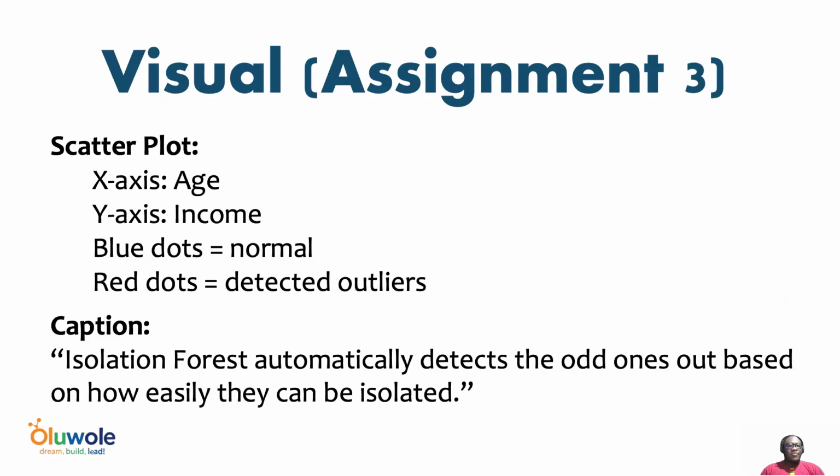All right, for your visual and multivariate work, I made it an assignment also. I want you to do a scatter plot, or you use an isolation forest to automatically detect the odd ones out based on how easily they can be isolated. But if you don't do the isolation forest, just do a scatter plot for me. Plot age on the y-axis, then blue dots for normal and red dots for detected outliers. You can create a data frame yourself also. All right, let's go.